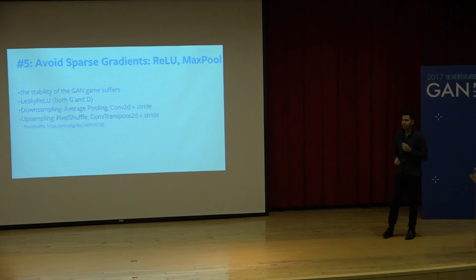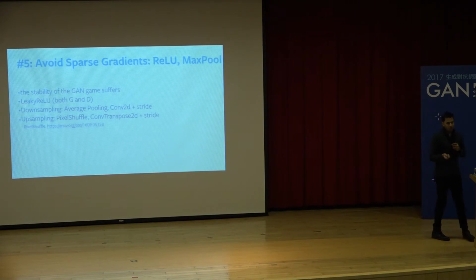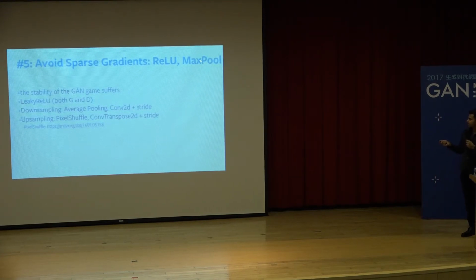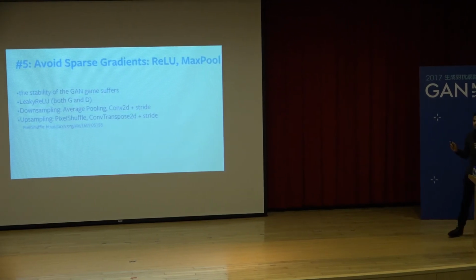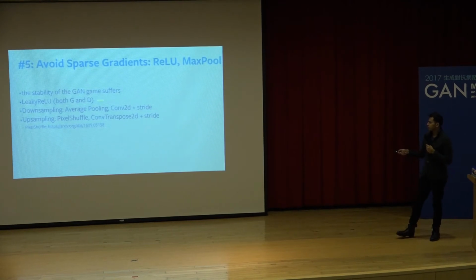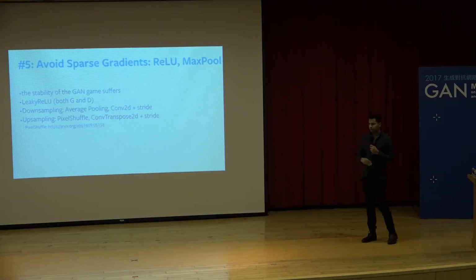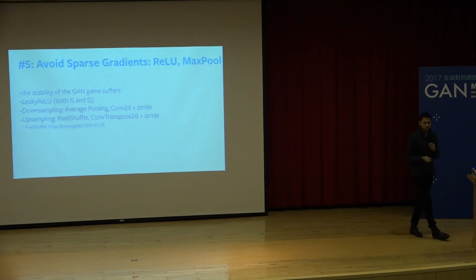Similarly, for max pooling, only the max element in each window has a gradient flowing through. All of the other elements in the window have 0 gradients. Empirically, we've just been seeing that GAN training does not like sparse gradients. If you use leaky ReLU, which has some gradient whether you're below 0 as well, or if you downsample with some kind of convolution or average pooling, it works much better.